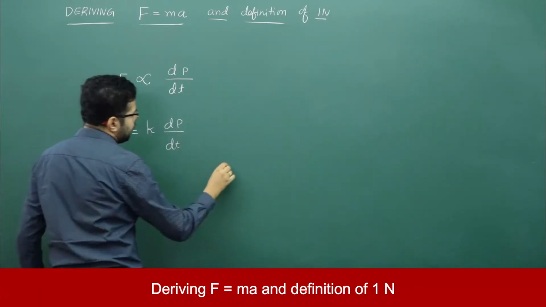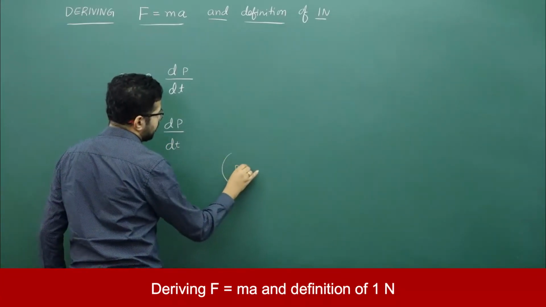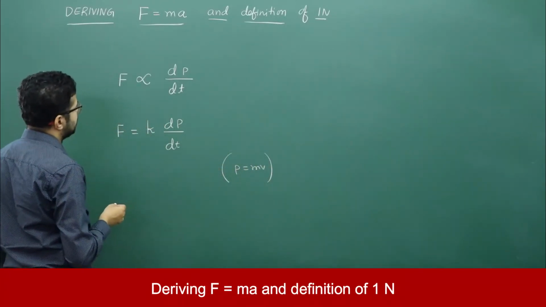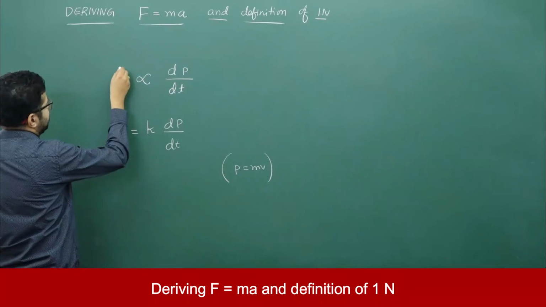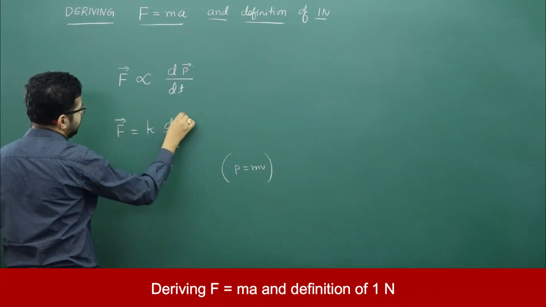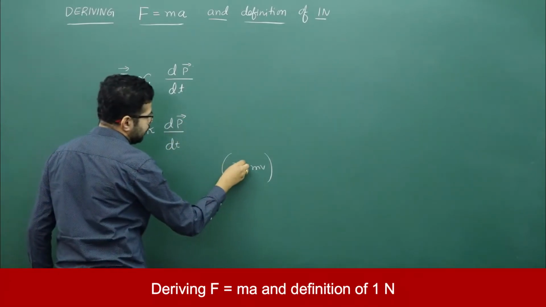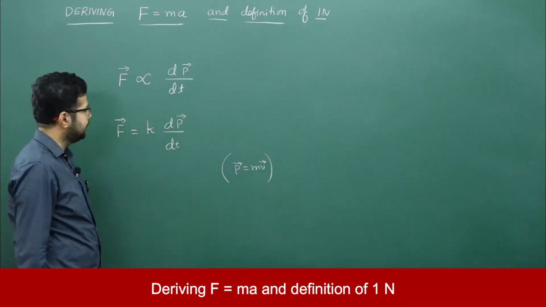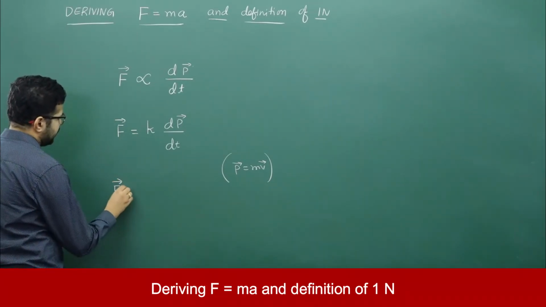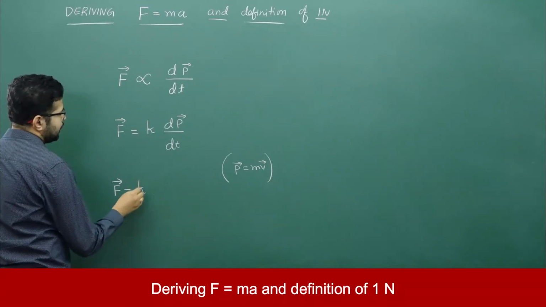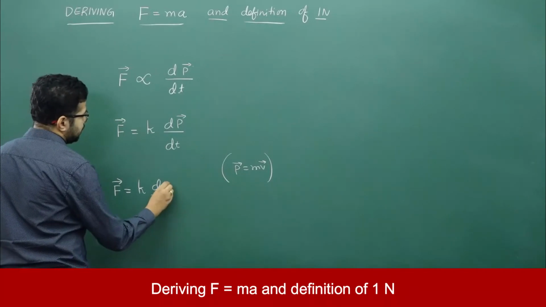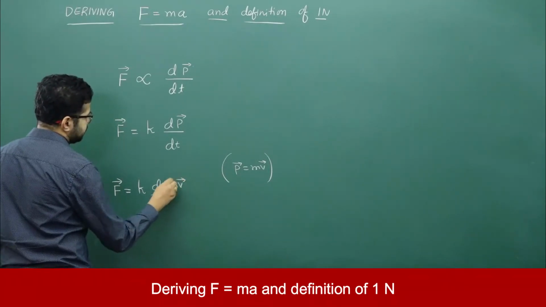I know what p is: momentum. Momentum is equal to the product of mass and velocity, p is equal to m into v. I can write the vector symbol also. F is equal to k into dp by dt. Momentum is also a vector. Or F is equal to k into, let me substitute for momentum, the differentiation of mass into velocity, m into v.